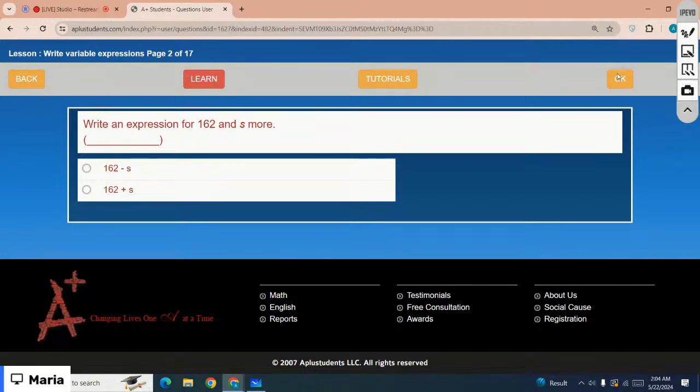Write an expression for 162 and s more. So s more means you need to add, right? So that means you need to add 162 and s. So the correct option is option number 2, that is 162 plus s is the correct option. Option 2 is the correct one, right?